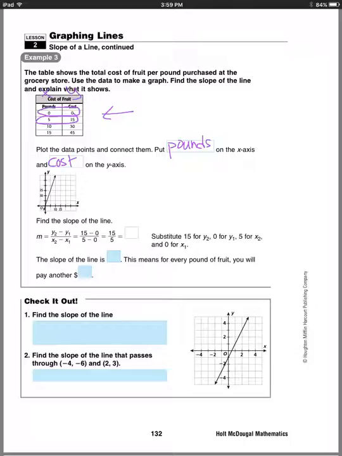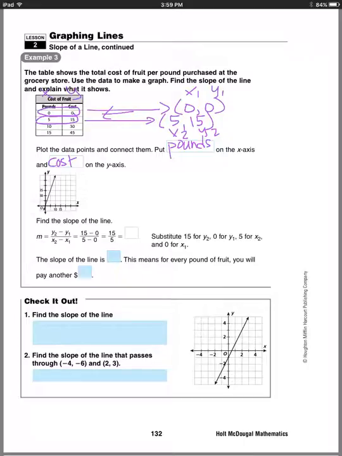So this 0, 0 as an ordered pair is (0, 0). And this one is (5, 15). Okay? So, our first set of data we're going to have is x1, y1. Our second we're going to have is x2, y2. Okay? So, same thing, y2 is 15 minus y1 of 0, over x2 is 5 minus x1 of 0.